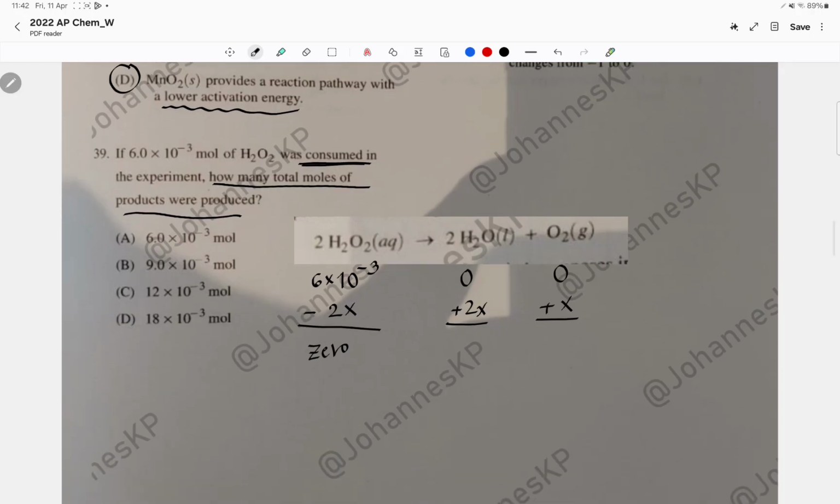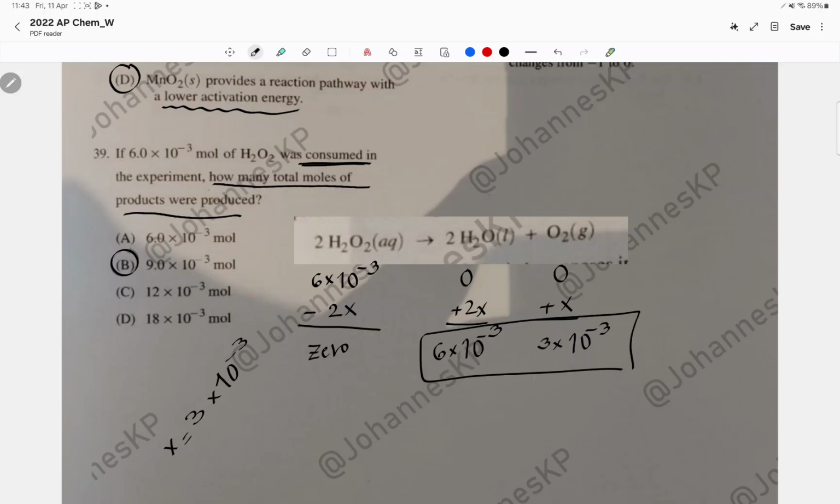Anyway, so basically, how much would the x be to make the whole thing into a 0? x would be 3 times 10 to the power of negative 3. And so you get here 6. Such an easy question with the ICC. Okay, and so it's going to be choice B.